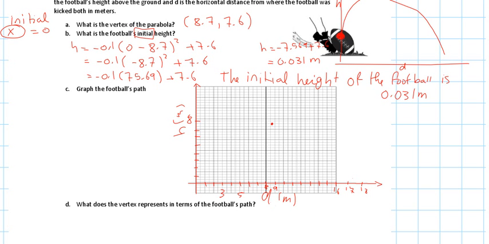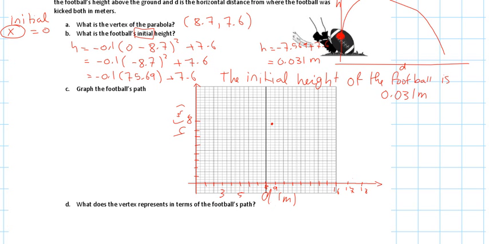What other point do I know on that graph? What did I just find here? The H and K I already located, which is this, right? Which is 8.7, 7.6.